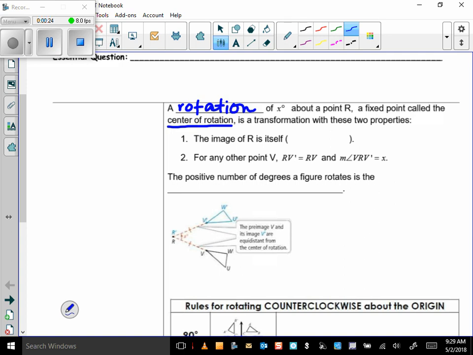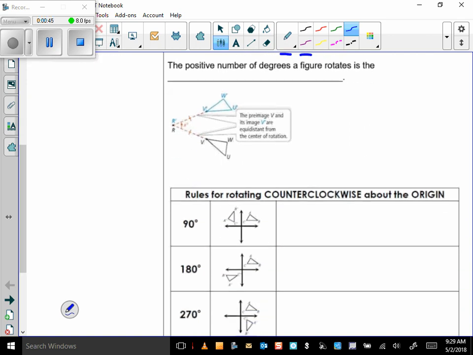Number one, the image of r is itself, so r equals r prime. That's the point of rotation, right? So it's going to stay the same. And for any other point v, rv prime equals rv, and the measure of the angle of rotation is x. Okay, so there's a picture of that. I know that's kind of hard to understand, but there's a picture of it right here.